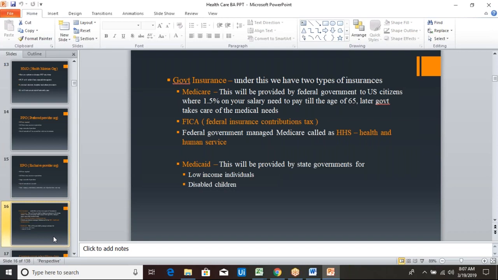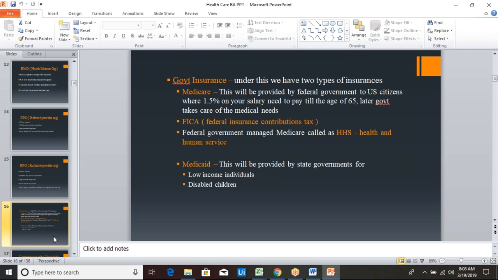Medicaid is organized and managed by the state governments, targeting low income individuals and disabled children. Those are the two different policies we have: Medicare and Medicaid. For Medicare, the amount you need to pay is about 1.5% of your salary, managed by FICA, the Federal Insurance Contributions tax. These people take care of all the Medicare taxation.